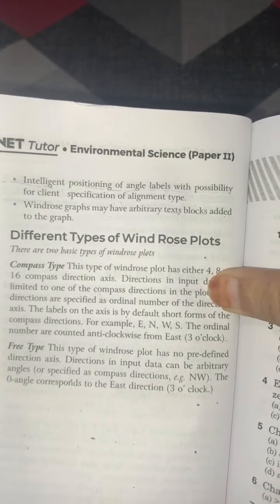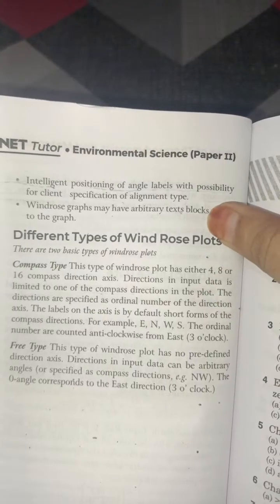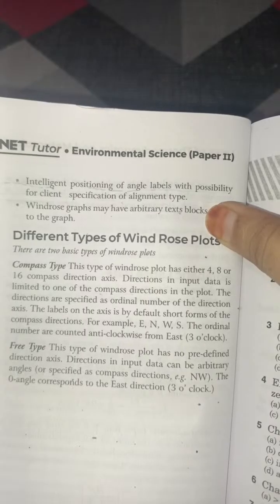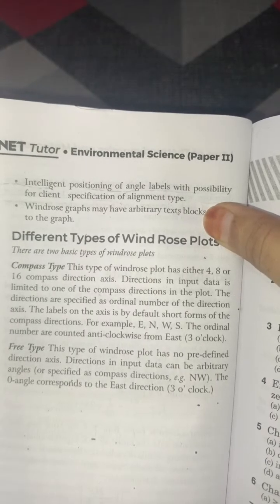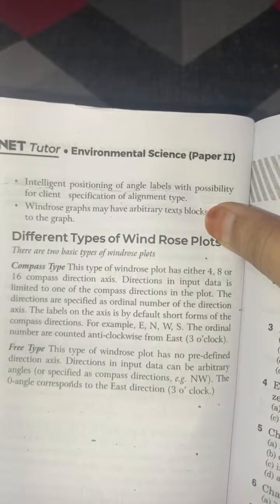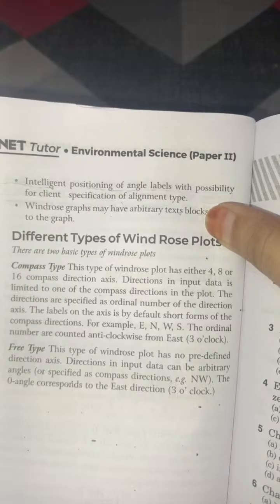There are two basic types of windrose plots: compass type and free type. Compass type. This type of windrose plot has either 4, 8 or 16 compass directions. Directions in the input data are limited to one of the compass directions in the plot. The directions are specified as the ordinal number of the direction axis.